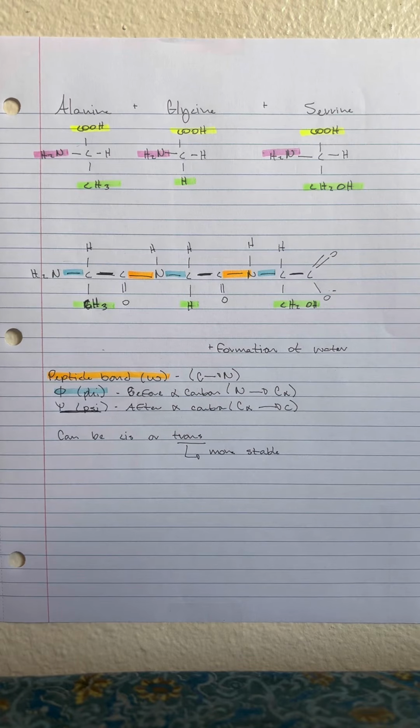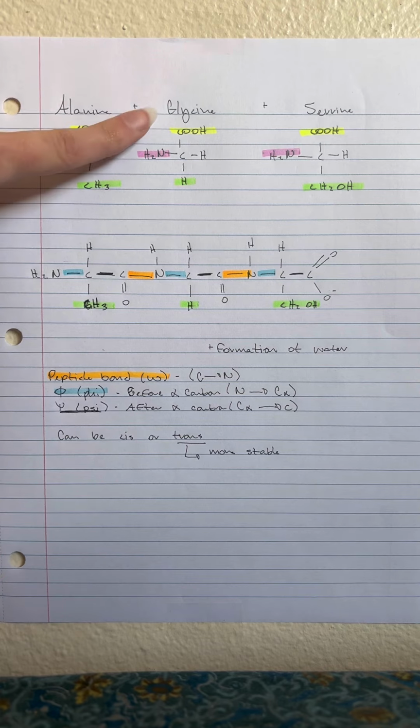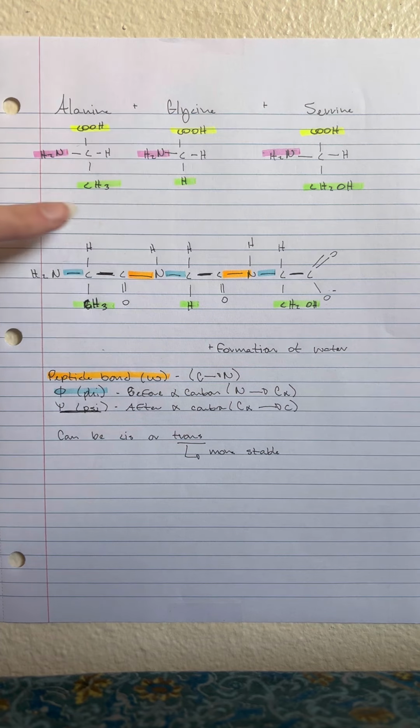Hello, today I'm going to be talking about amino acids and their bonds using peptide bonds. So we've got three amino acids up here. I've got alanine, glycine, and serine, along with their respective structure.